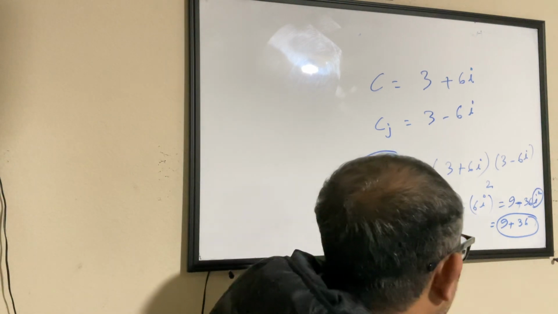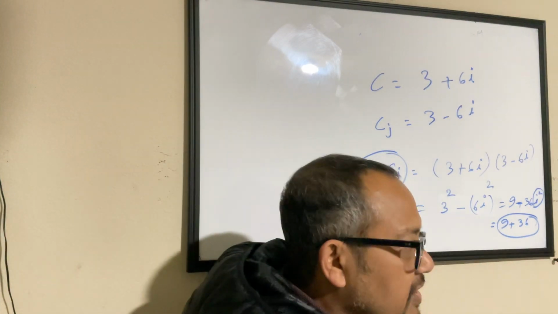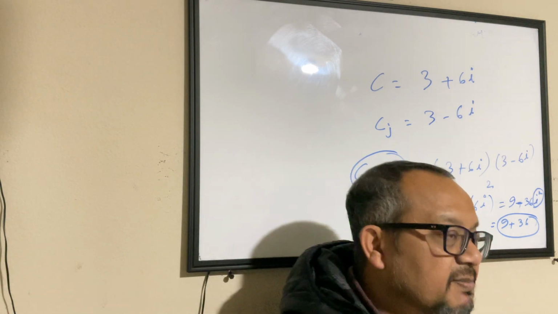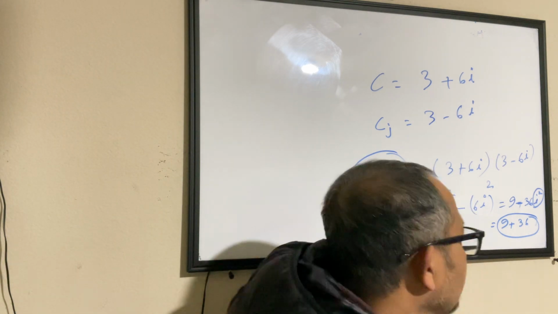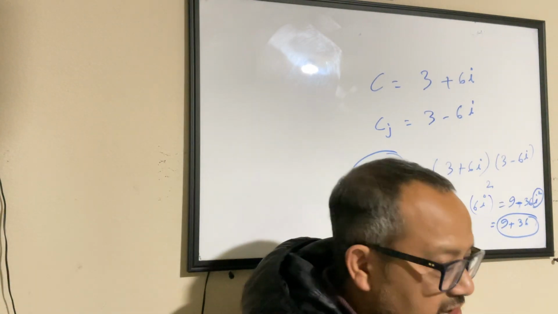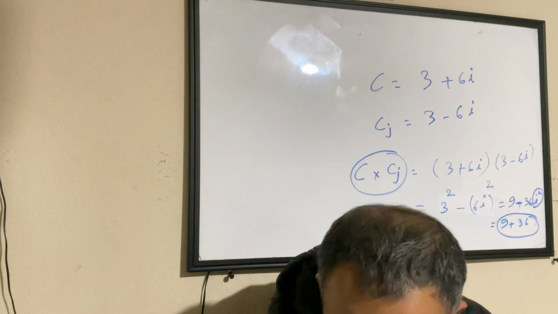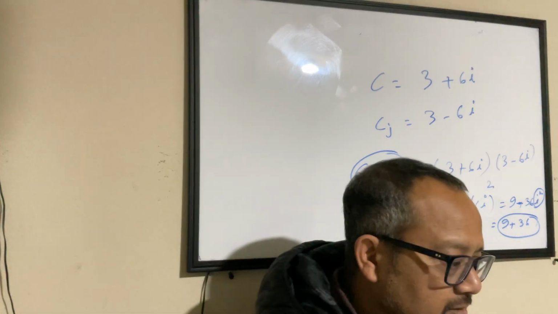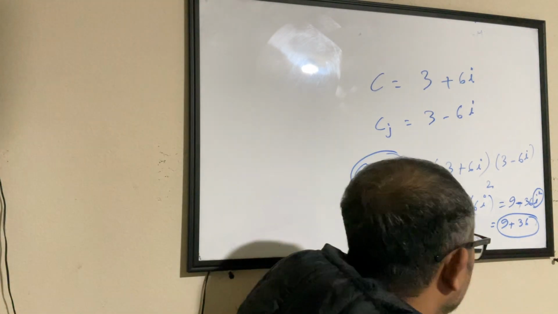Okay. So that's the takeaway here. If you have any complex number and you multiply that with its conjugate, the outcome is a real number. Yeah? That makes sense, sir. Yeah.